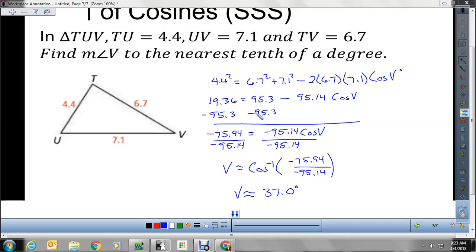So we have to bring this number over here by subtraction. Subtracting this over here, we get a negative 75.94 equals a negative 95.14 cosine V. Now we're going to divide both sides by negative 95.14, and then do the inverse cosine of that fraction. As you put it in your calculator, you should get approximately 37.0, rounded to the nearest tenth.